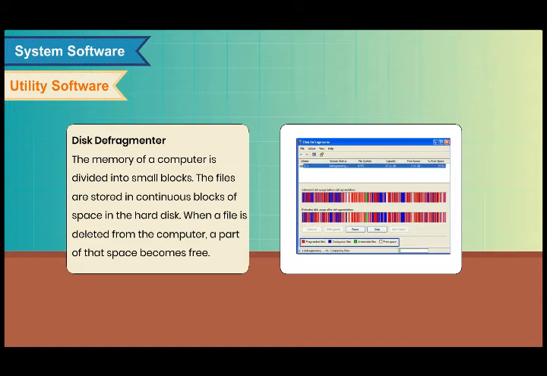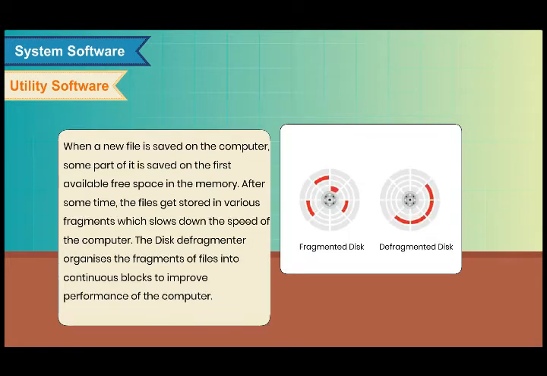Disk defragmenter. The memory of a computer is divided into small blocks. The files are stored in continuous blocks of space in the hard disk. When a file is deleted from the computer, a part of that space becomes free. When a new file is saved on the computer, some part of it is saved on the first available free space in the memory. After some time, the files get stored in various fragments, which slows down the speed of the computer. The disk defragmenter organizes the fragments of files into continuous blocks to improve performance of the computer.